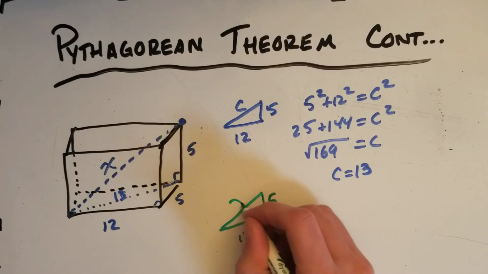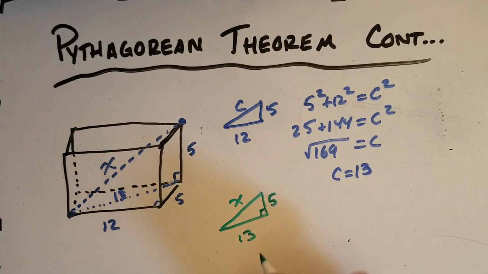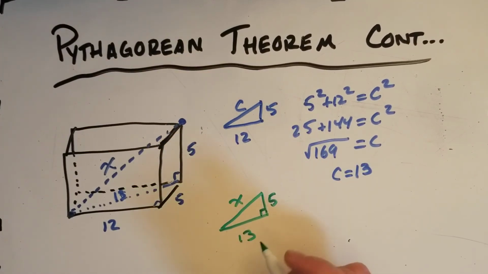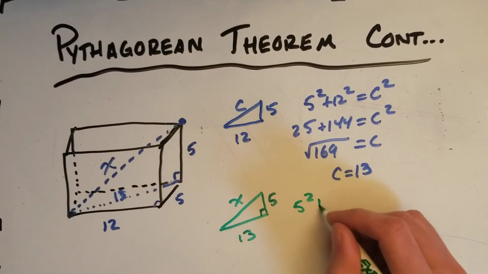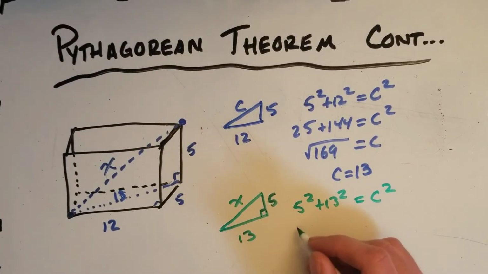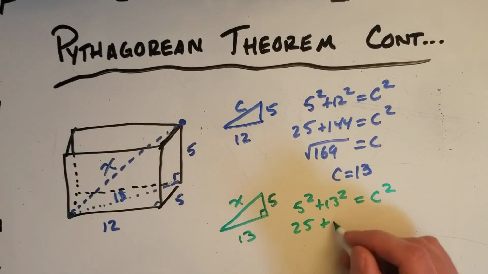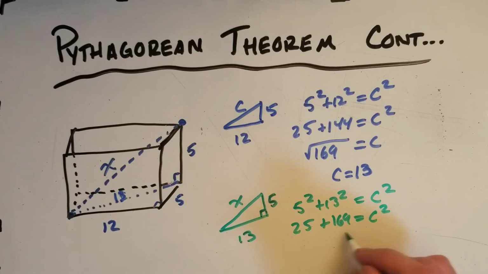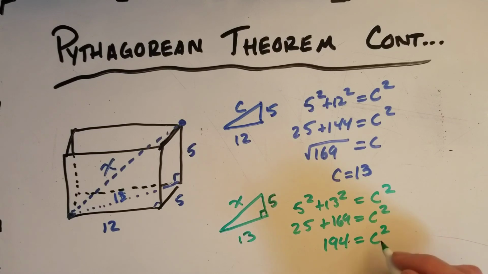So we have a right triangle. It just goes back diagonally. And we're trying to find x. Very similar to the one we had here, but one of our legs is a little bit larger. So 5 squared plus 13 squared is going to be equal to c squared. So 5 squared is 25, 13 squared is 169, and c squared we still have as c squared. When we add these together, we should get 194. That's going to equal c squared, which means c is equal to the square root of 194.